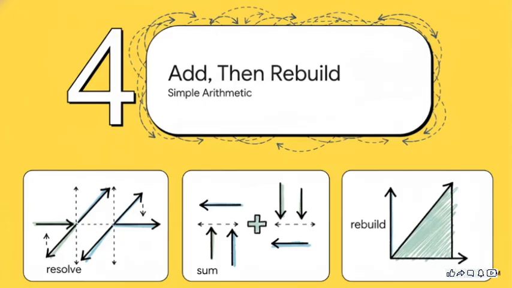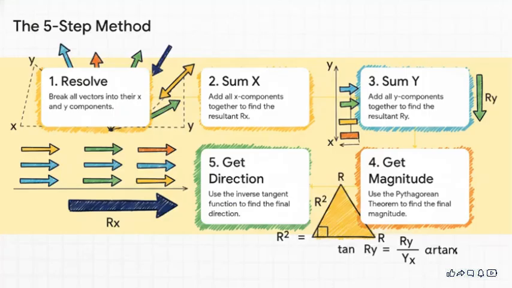The next big step is putting all those pieces back together. We can do this with a really simple process. Just resolve, sum, and then rebuild. This right here is the whole game plan, all in 5 steps.